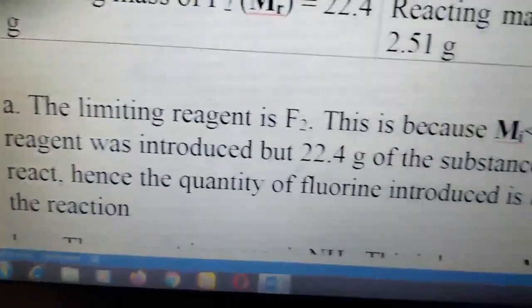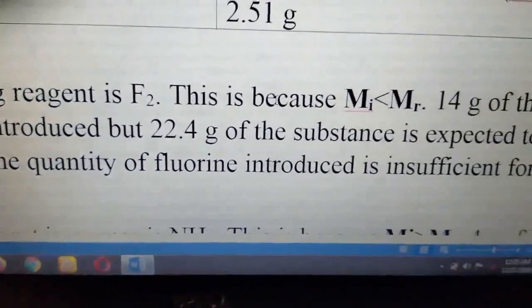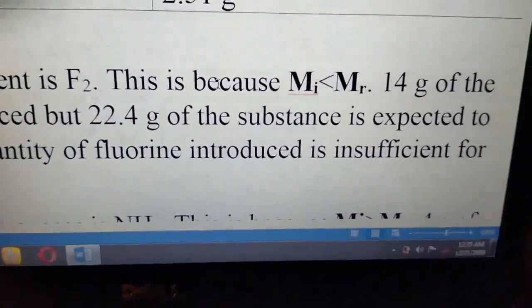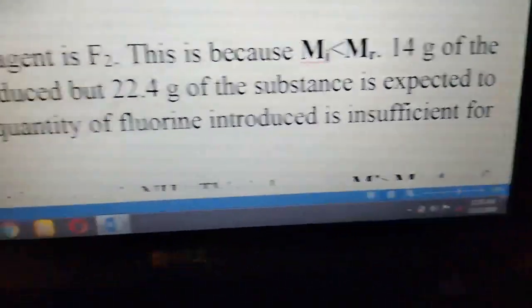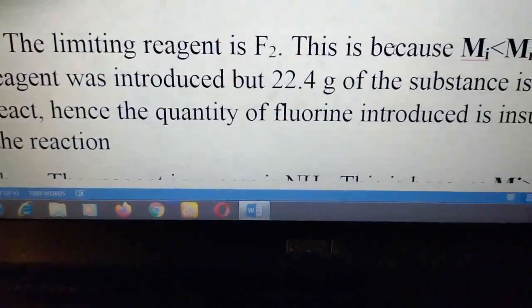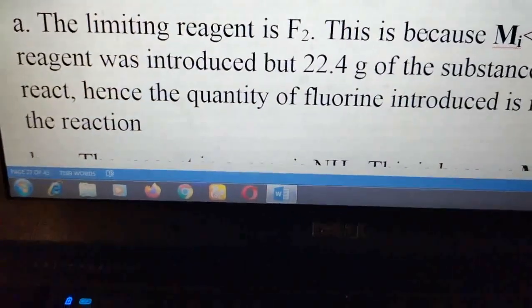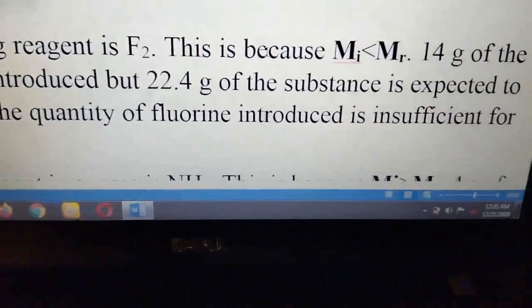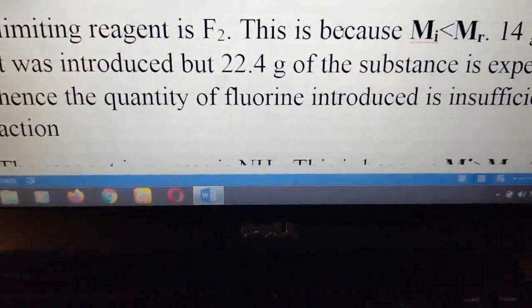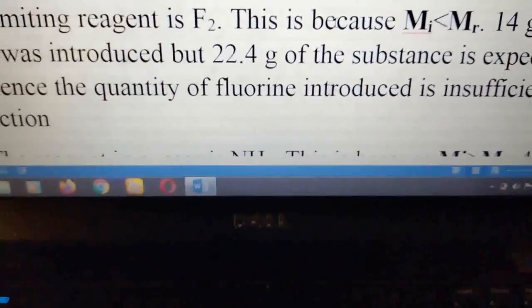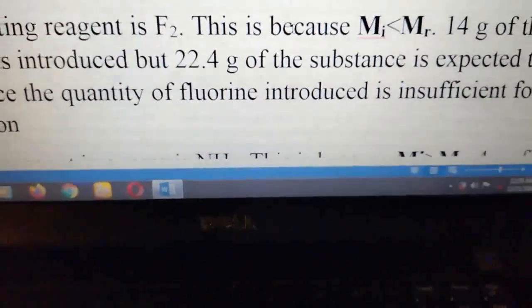So the solution reads, the limiting reagent is fluorine. This is because the initial mass is less than the reacting mass. 14 grams of the reagent will be introduced, but 22.4 grams is expected to react. Hence, the quantity of fluorine introduced is insufficient for the reaction. So you introduce 14 grams, 22.4 grams is expected to react. That means you do not introduce enough fluorine.